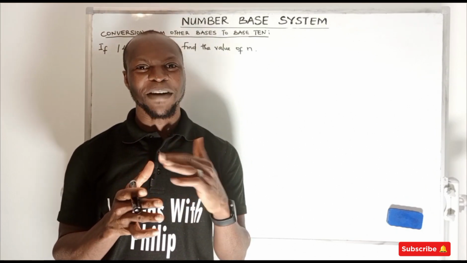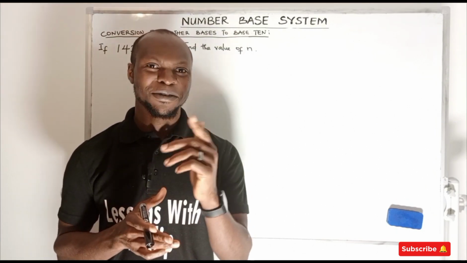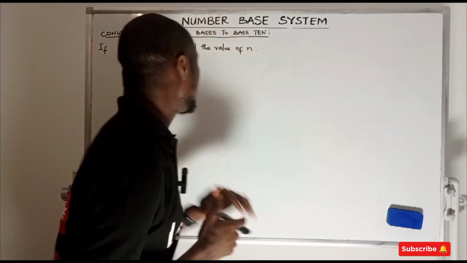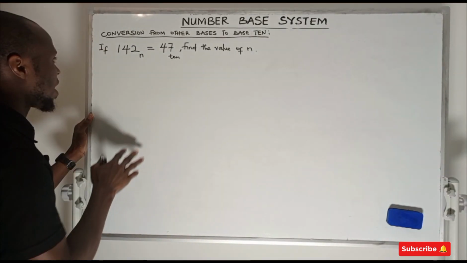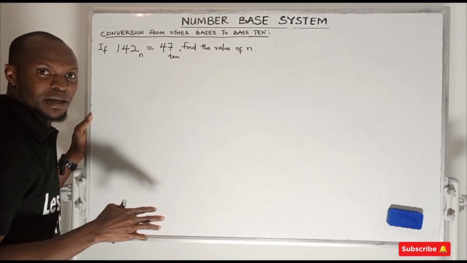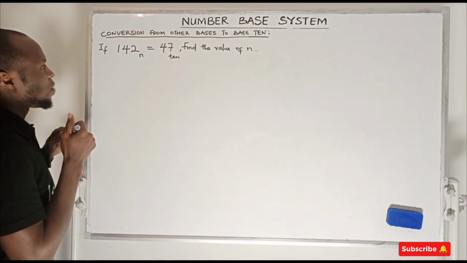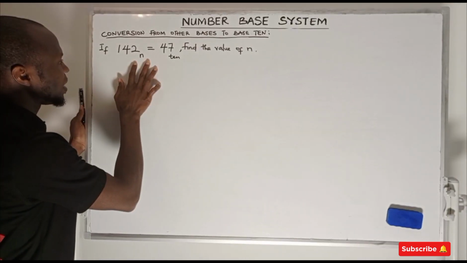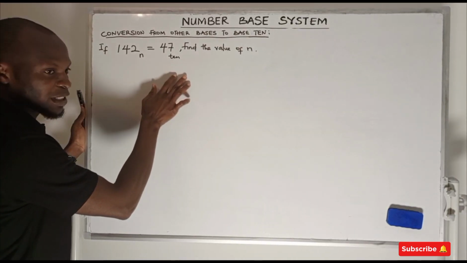And here on the board we have another type of question. Follow me as we solve it together. Now if you check this, you observe that we have an equational example on the board. We're given that 142 base n equals 47 base 10.